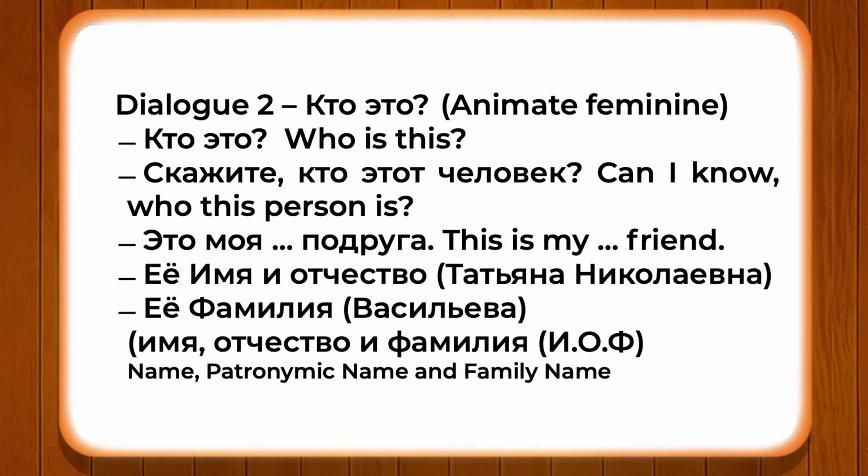Кто это? This is for animate feminine. Кто это? Meaning, who is this? Let's read the dialogue. Скажите, кто этот человек? Это моя подруга. Её имя и отчество Татьяна Николаевна. Её фамилия Васильева.